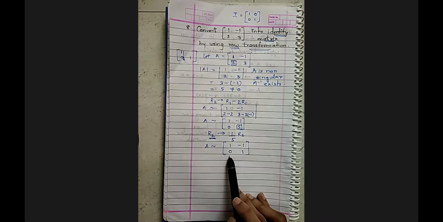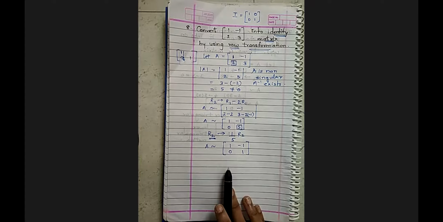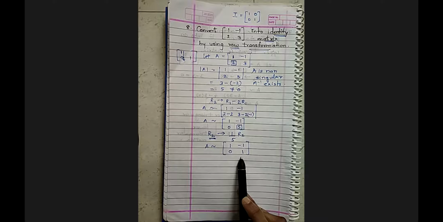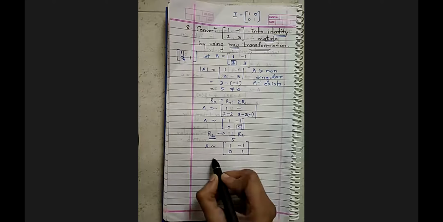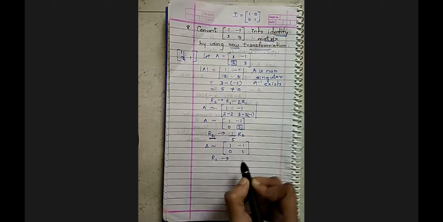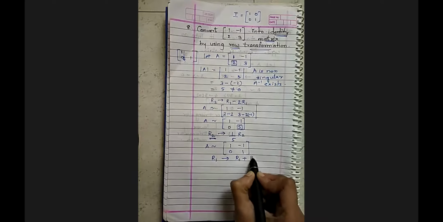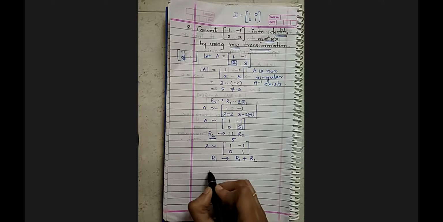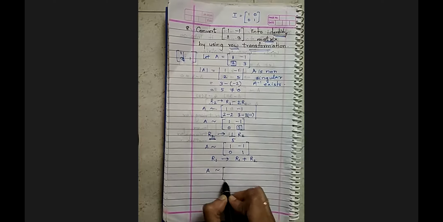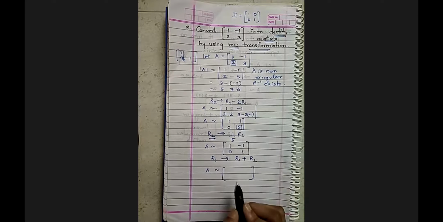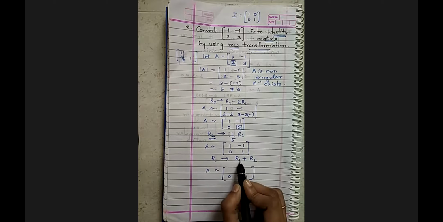So what is 1 plus 0? 1 plus 0 is 1, right? And minus 1 plus 1 is 0. So what I can do over here? I can use R1 changes to R1 plus R2. Okay. So your A changes to, now your second row elements will be as it is. Okay. So your R1 changes to R1 plus R2.